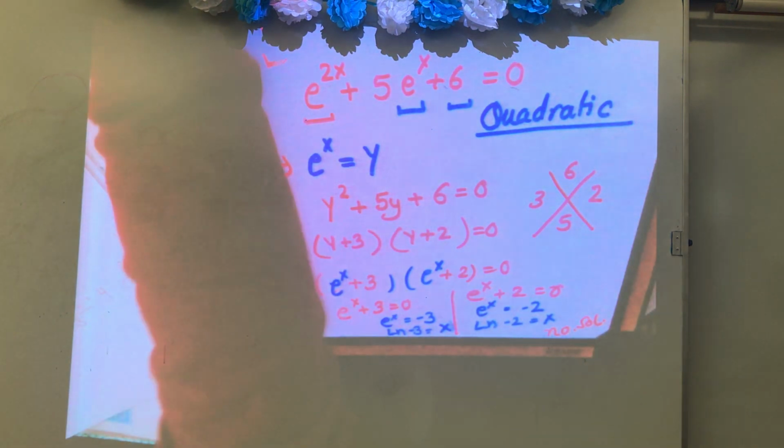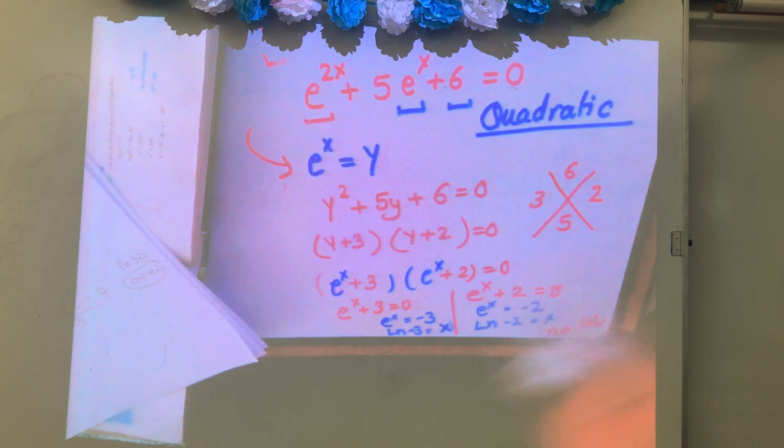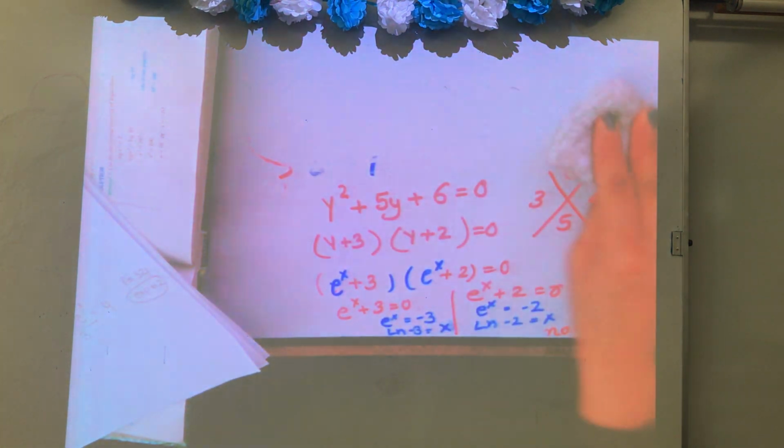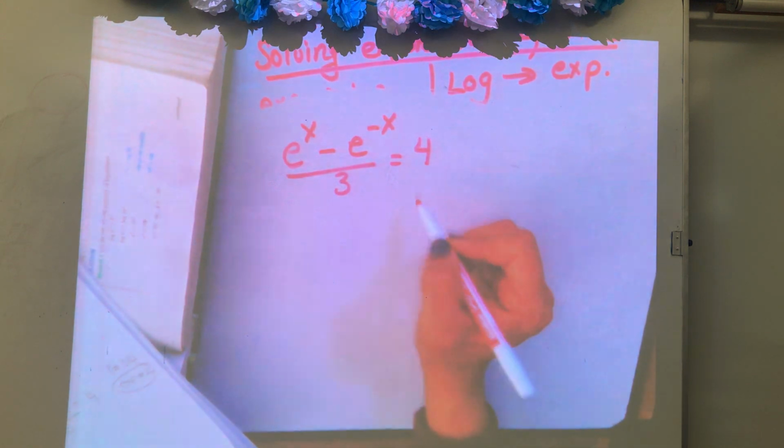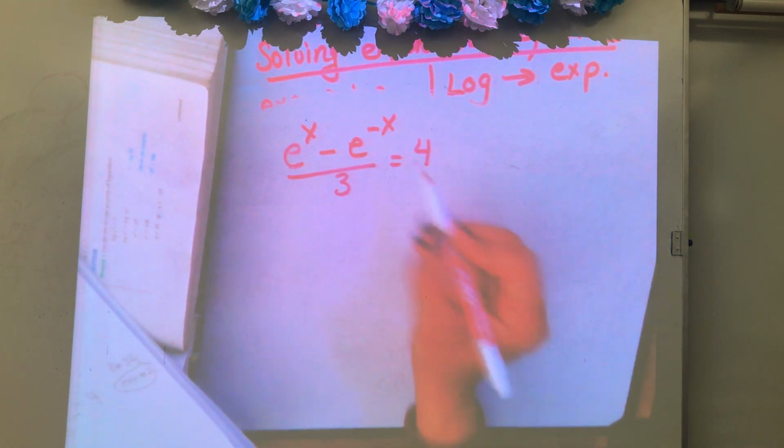This was my third example, and we just have one more. Here comes the last one. I hope you remember, this is the one we did on Friday. It was actually towards the end. So here's the example. I have e to the x minus e to the negative x over 3, and it's equal to 4. All right, first thing, let's just cross product.